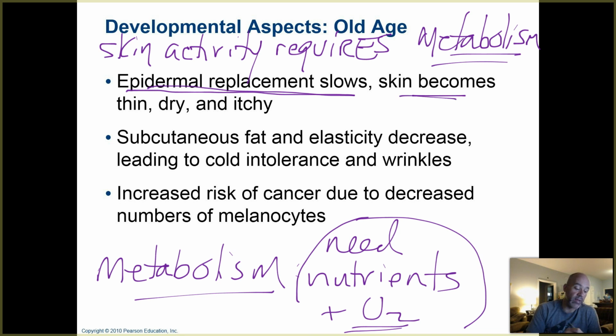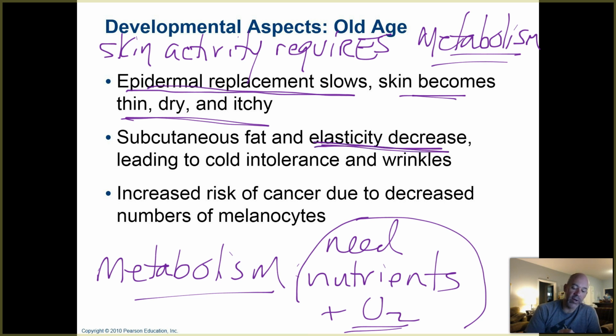Your skin becomes thin, dry, and itchy. The epidermis is getting thinner. The dermis can actually get thinner as well. The skin gets dry and itchy because your sebaceous glands are not as active anymore. All these things are slowing down, so you're not producing as much skin oil. You guys know older people, their skin gets thinner.